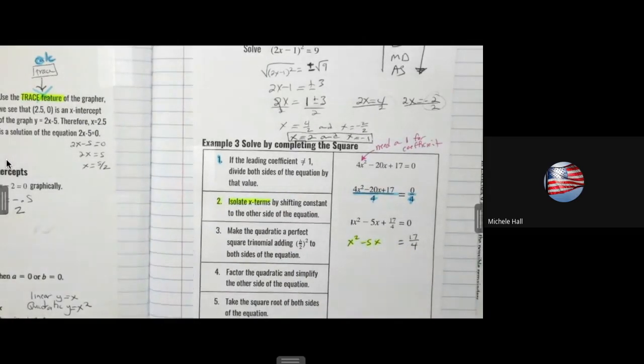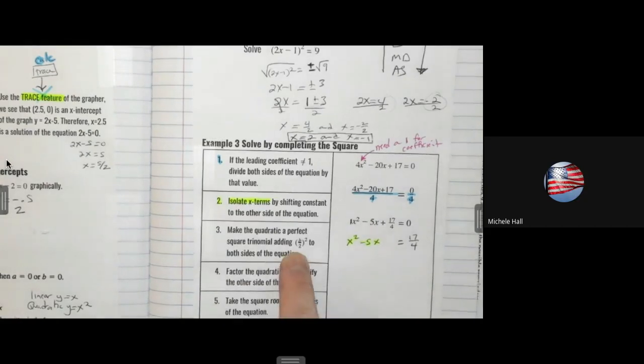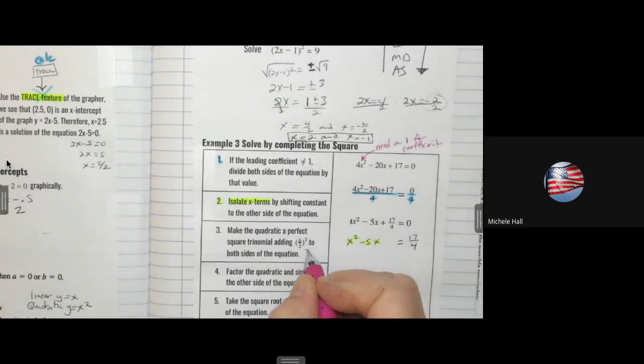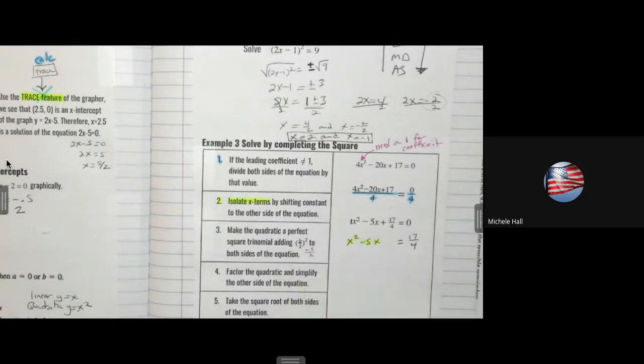Isolating them. All right, the next step would be to make a perfect square trinomial by halving the b term and then squaring it. That's what this means. Half it and square it. We need to half the b term and then we have to square it. And we need to add that to both sides of the equation. So I need to half it and then I need to square it. So what is half of negative 5? It's negative 5 halves. It doesn't work out evenly. There's halving it.